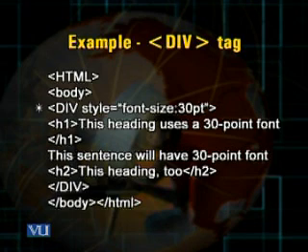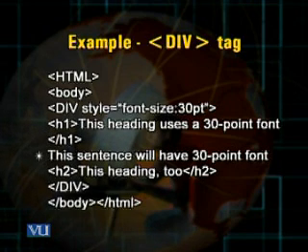Now this font size 30 point would apply to all tags before I close this div tag. You can see before the close of the body tag, I have in fact closed this div tag. So 30 point would apply to all headings, all sentences which are introduced before the closing of this div tag. After the starting div tag, there is the heading tag. This heading uses a 30 point, and this heading therefore would be in 30 point font size.